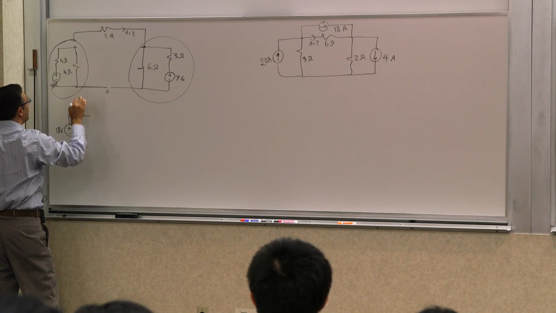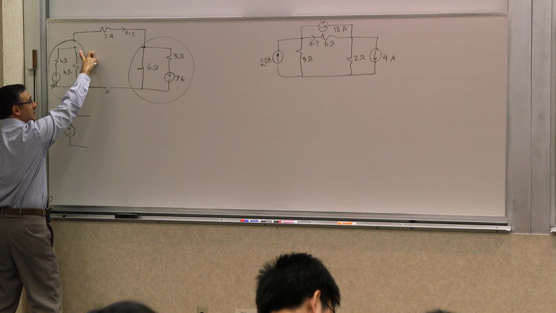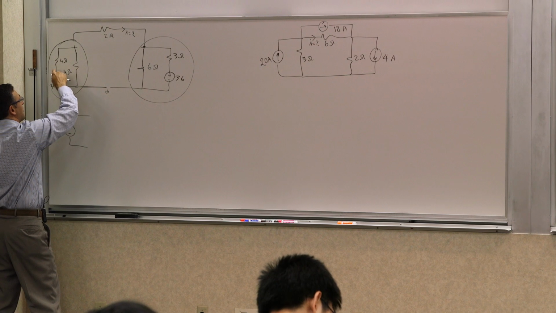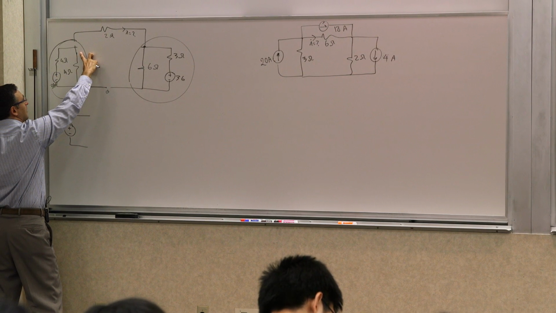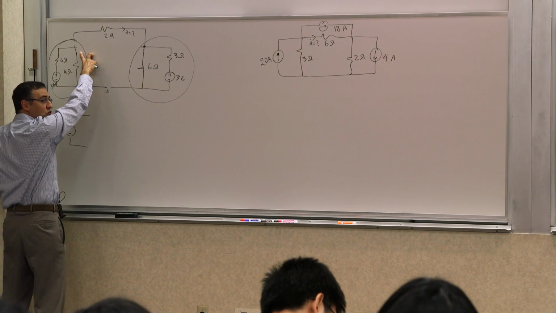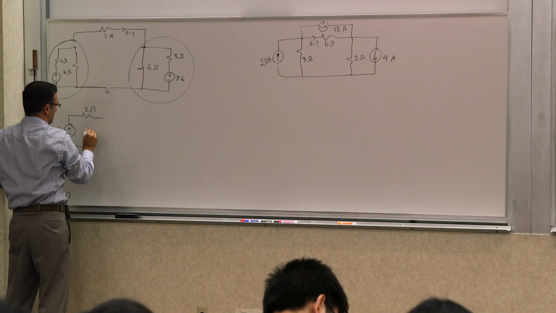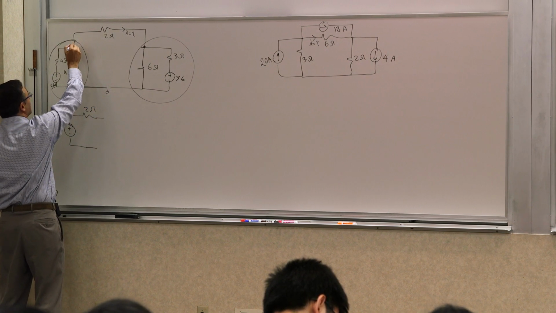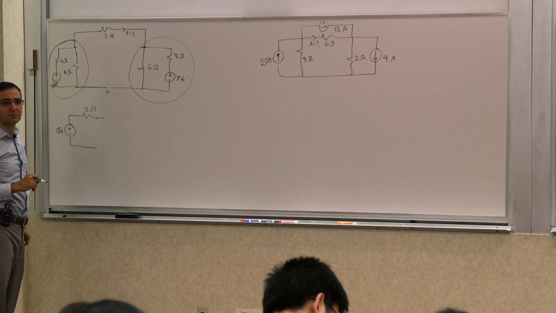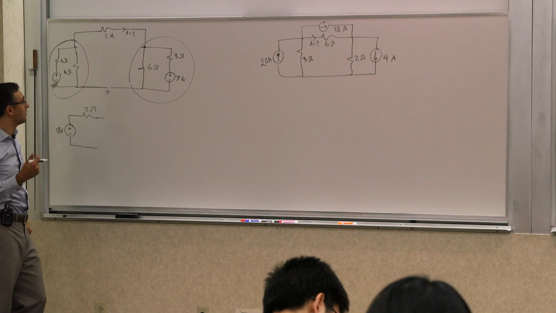And what is the equivalent resistance? What do I see across here when the independent source is nulled? When this guy is 0, which is shorted. So what do I see? I see 4 ohms in parallel with 4 ohms, right? Which is 2 ohms. So that's the equivalent of this box. You need to get comfortable with these.